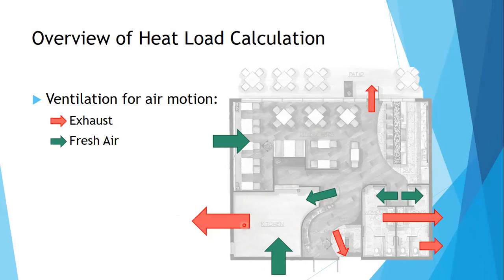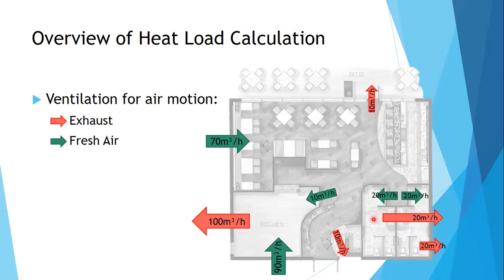However, energy in is equal to energy out. Example, this kitchen is exhausting out 100 cubic meters per hour. It means this kitchen will also need a total of 100 cubic meters per hour. So 90 will be introduced by fresh air. The other 10 will be coming in from your dining area.